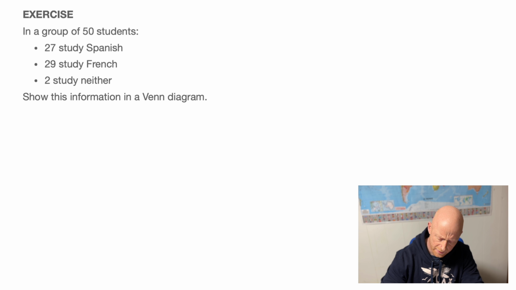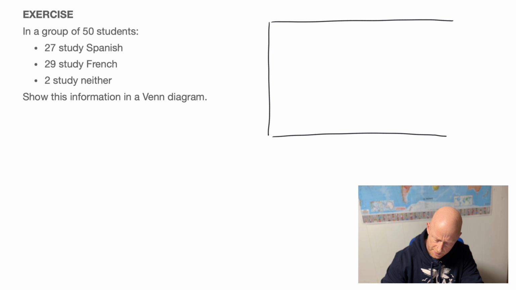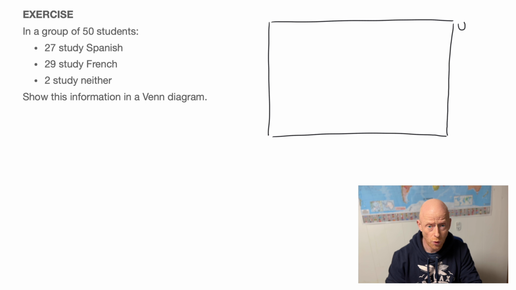Okay, well the idea here is we start with a large rectangle for our Venn diagram, something looking like this. There we go, that represents the universal set, which I'll label with a capital U, like so. Now in this context, that capital U, or rather this universal set, represents the 50 students that we're dealing with. Remember, we were told that we were dealing with a group of 50 students.